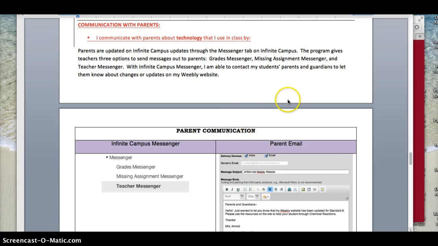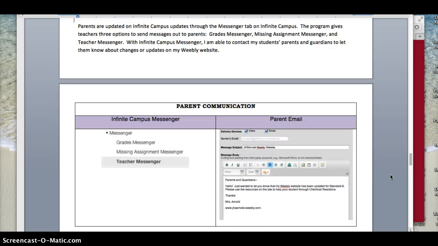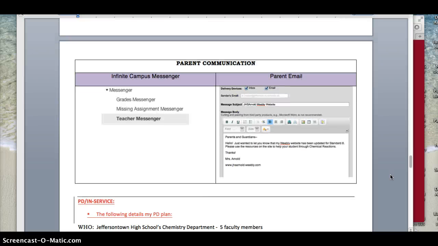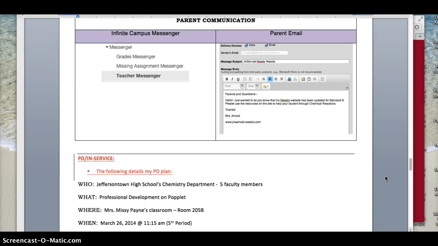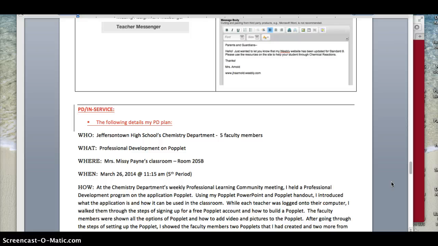Communication with parents. Most often I use email. I have personal emails from my teachers, from my parents. There is also another application on Infinite Campus. If you go down to Teacher Messenger, you're able to create emails and send them out through Infinite Campus. It could be a missing assignment, so any student who's missing an assignment, or any student who is failing, you can send out emails.